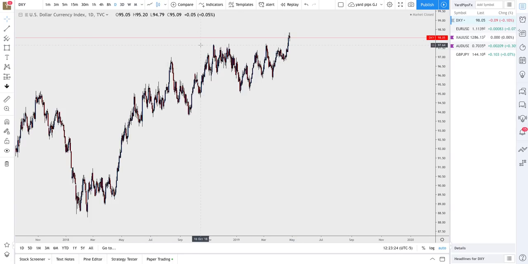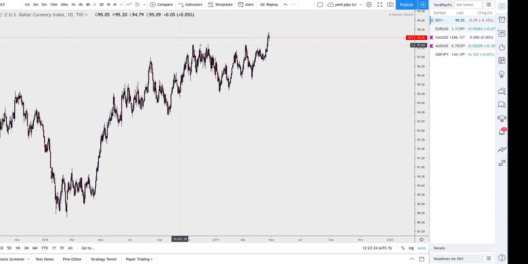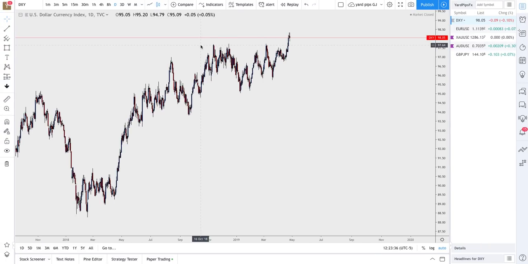All right, so I want everybody to pause their video now and just read off what this is. So pause the video now. Boom. All right, so you should have paused the video, read what that is, and have a tiny bit of understanding of what the DXY is.